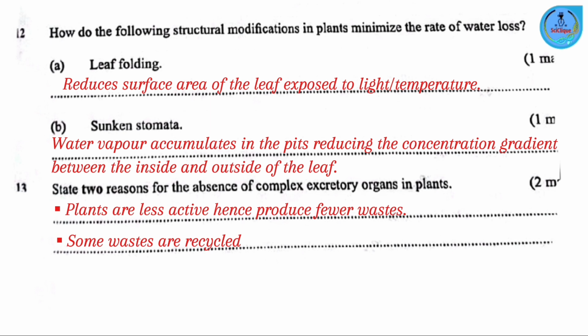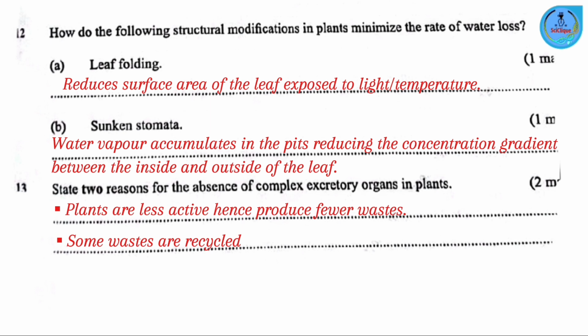Not all waste materials produced by plants are recycled, just some, such as carbon dioxide, water, and even oxygen. Remember, oxygen is a product that is produced during photosynthesis. So plants can then go and recycle it and use it during respiration.